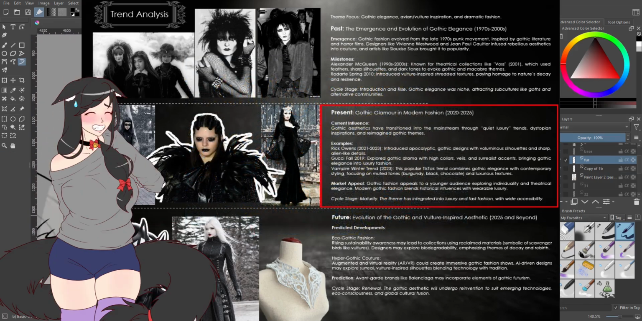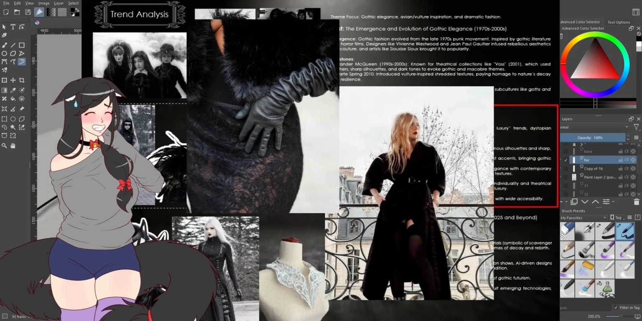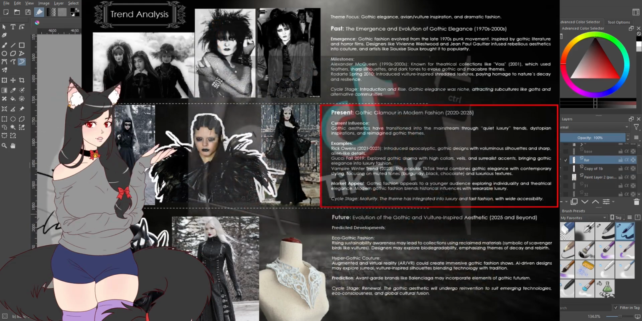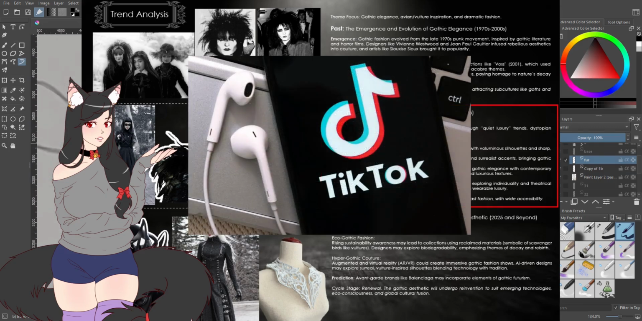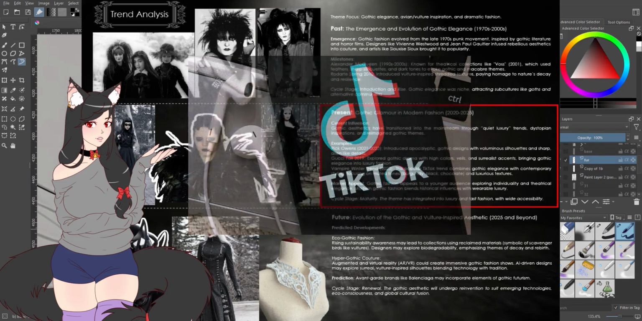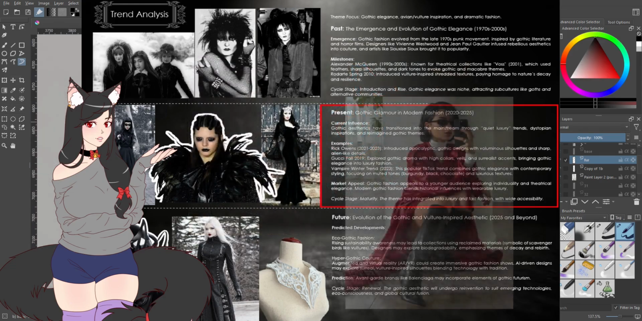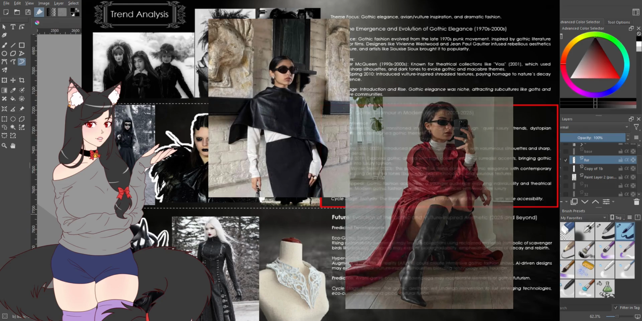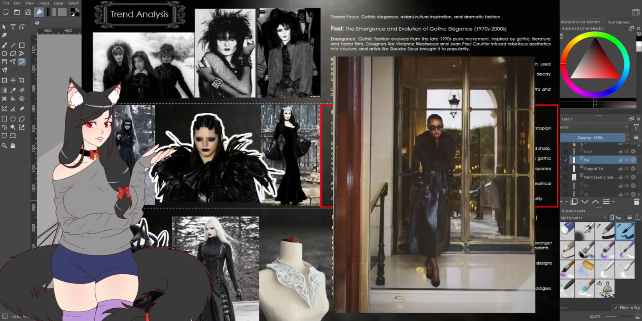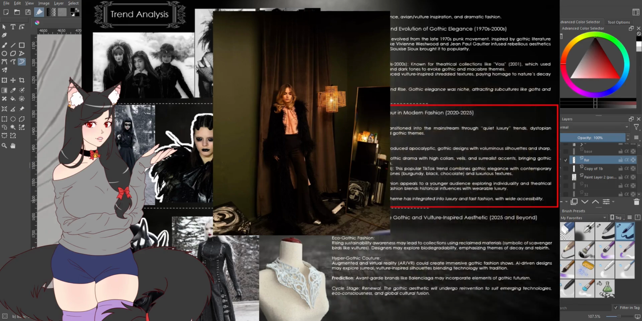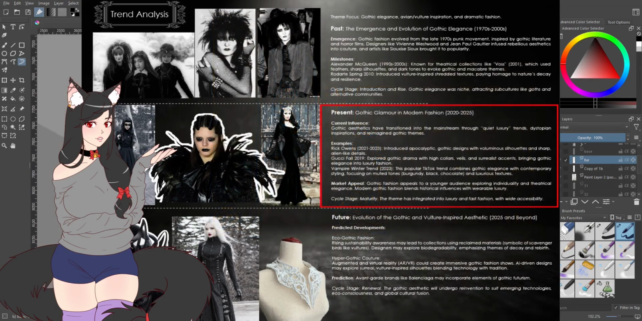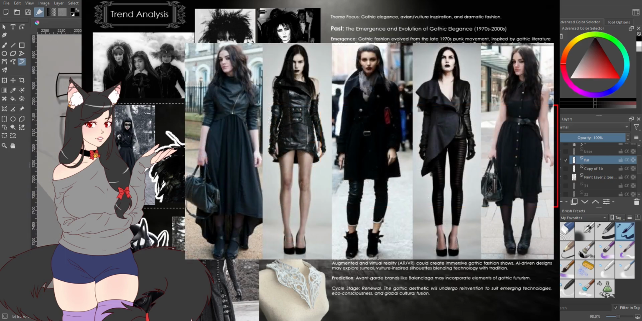And then there is the 2023 vampire winter trend, which was popularized by TikTok, which, as we all know, is the main popularization of fashion that happens in the current days. It combined Gothic elegance with contemporary styling, focusing on muted tones and luxurious textures. Since we are talking about TikTok, obviously Gothic fashion is now more geared toward a younger audience, a younger audience that explores individuality and theatrical elegance. Modern Gothic fashion blends historical influences and wearable luxury.